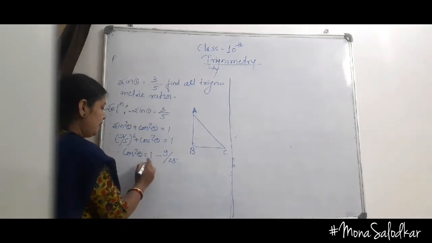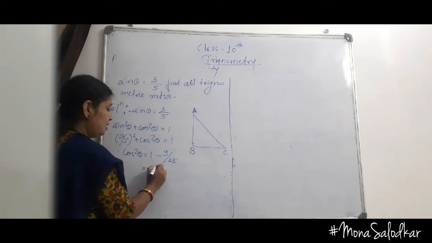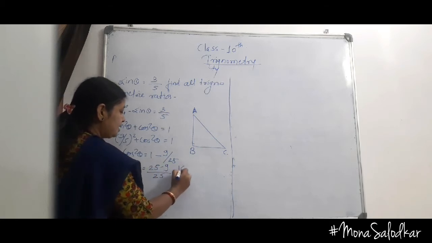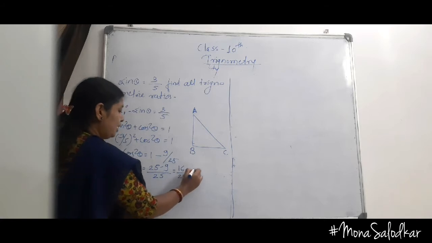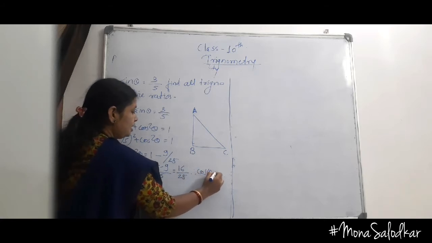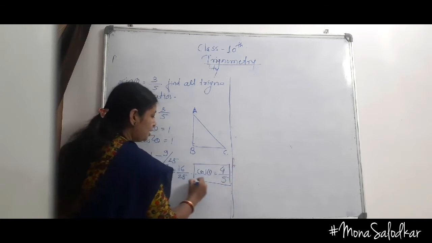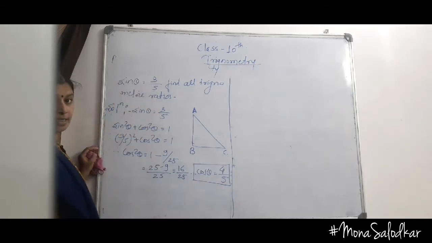Now do the cross multiply. 25 ones are 25 minus 9 upon 25. What you get? 16 upon 25. And therefore cos theta is equal to 4 upon 5. You get the first value, cos theta is 4 upon 5, by taking the square root.